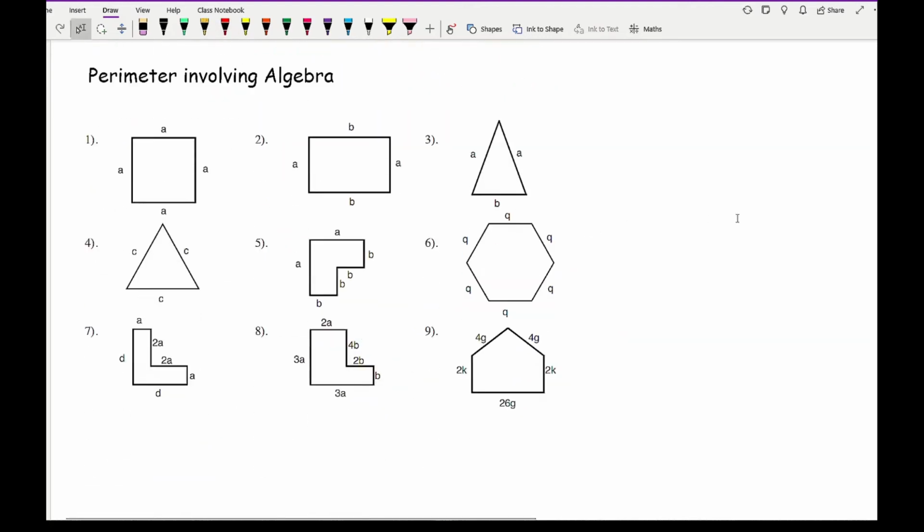Now sometimes you might get a perimeter question that involves algebra. Now all we need to do here is basically collecting like terms, in which there is a video which I'll include in a link in the description or on the video itself. So looking at question 1, now the difference with these particular questions is that if you're asked to write down the expression of the perimeter, then you need to make sure that you've got P equals.